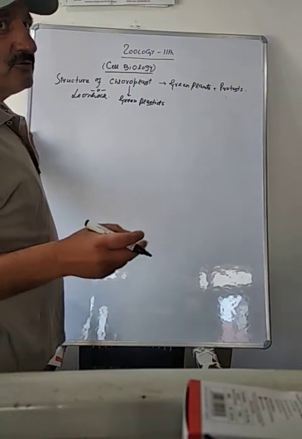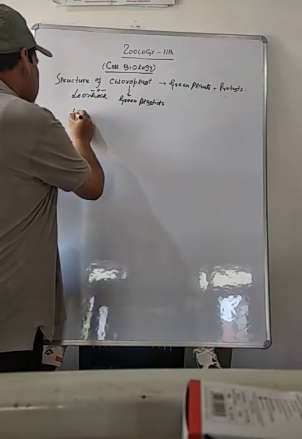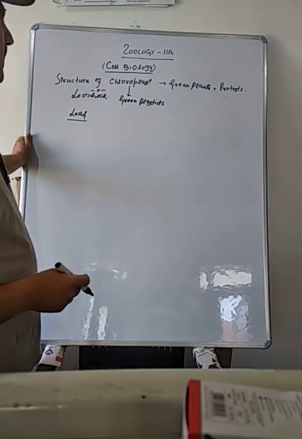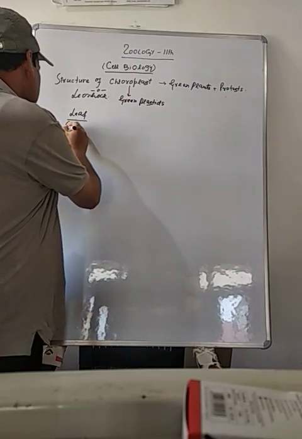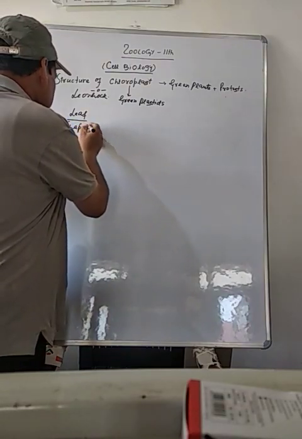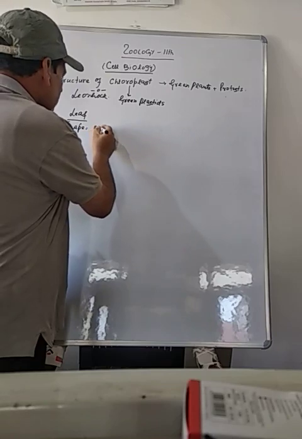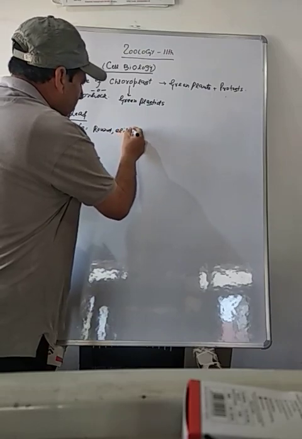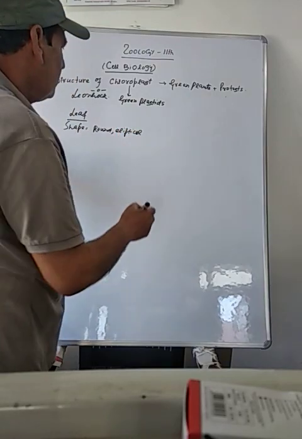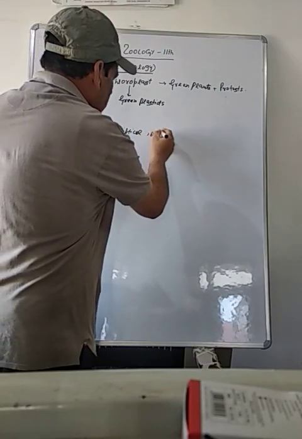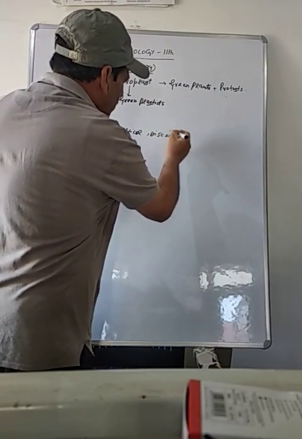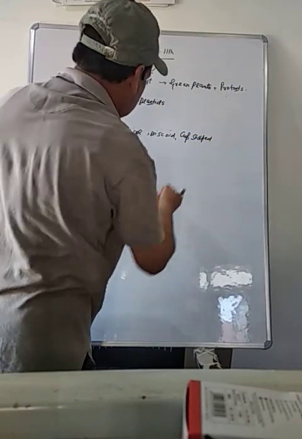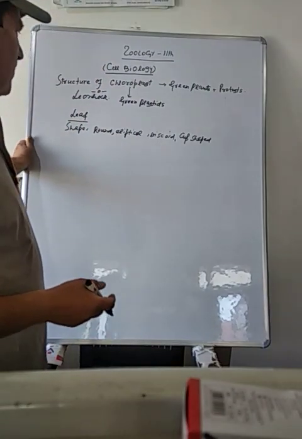For chloroplasts, you have to take a leaf and then you can study it. As far as shape is concerned, you will see that the shape of chloroplasts is different. It can be round, elliptical, or oval, it can be discoid. Even some chloroplasts are cup-shaped. There are different shapes of chloroplasts as per the need.